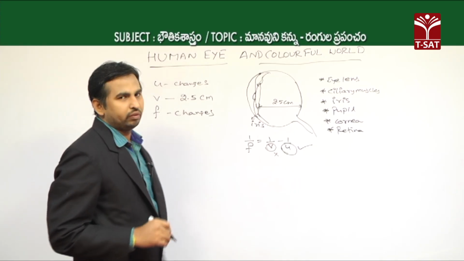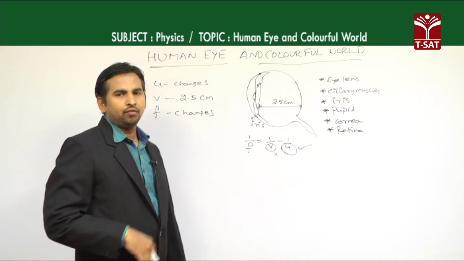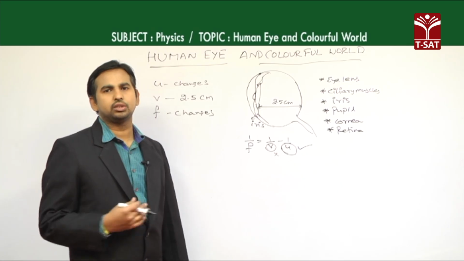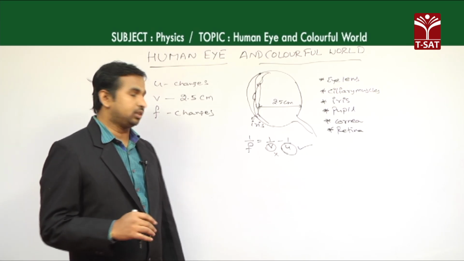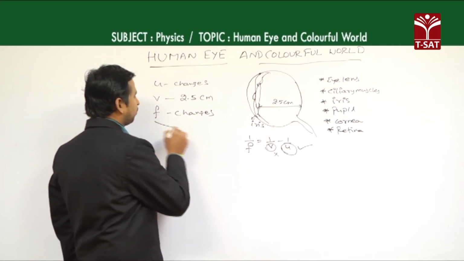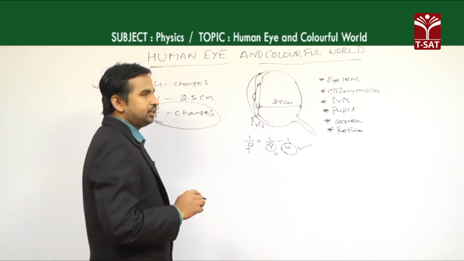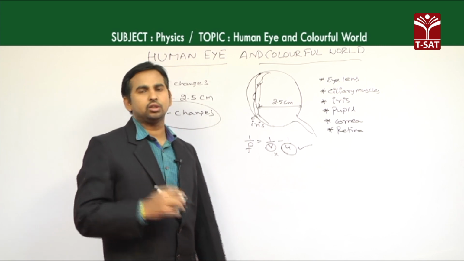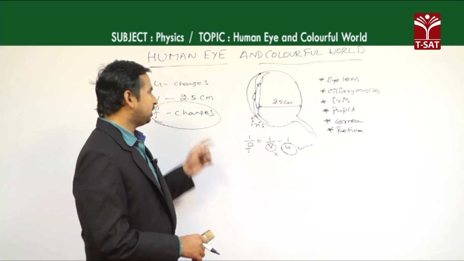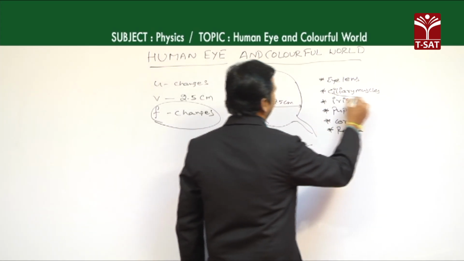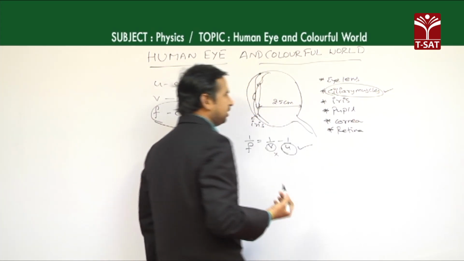Here, our ciliary muscles do the work. When you are seeing far objects or near objects, depending on the distance at which the object is placed, the focal length of the eye lens is continuously changing, depending on the object and the object distance. This work is done by our ciliary muscles.